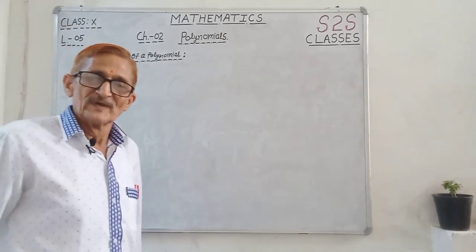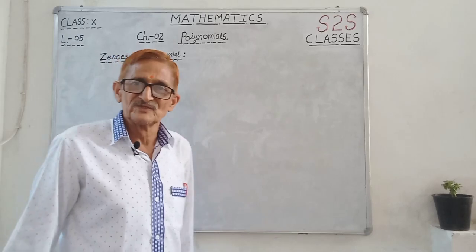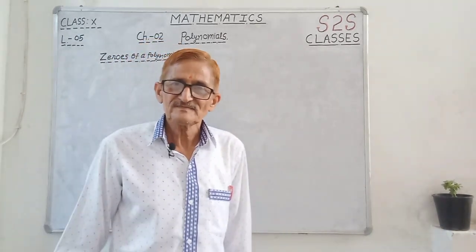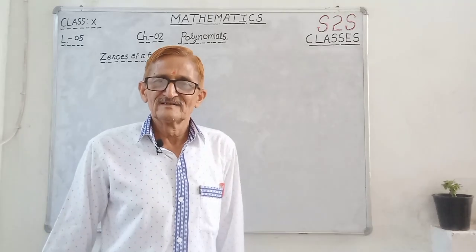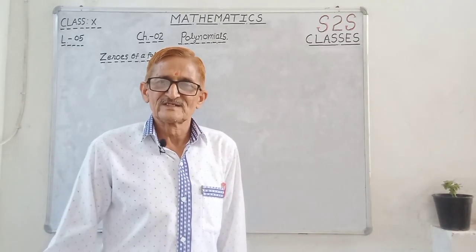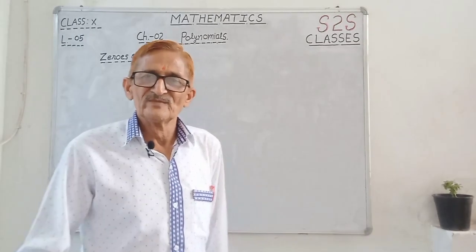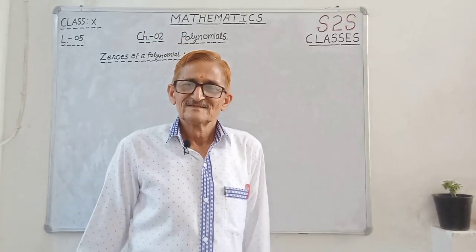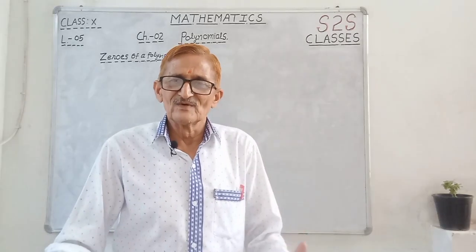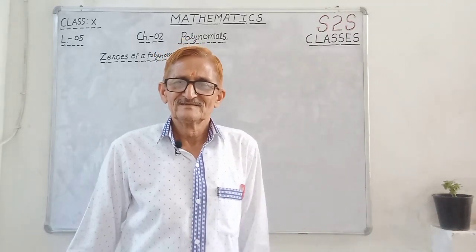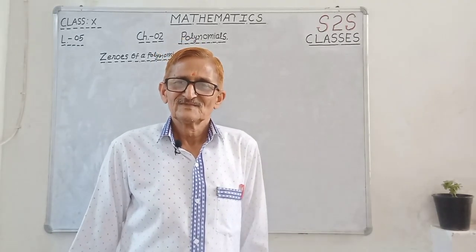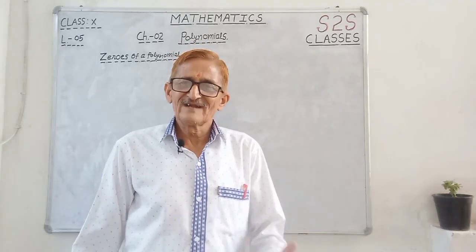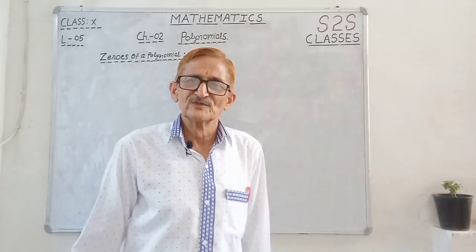What are the zeros of a polynomial? Definition of zeros. Zeros are any real number on which the polynomial becomes zero. Simple thing. Any real value of variable x on which the polynomial becomes zero, that value of x is called the zero of the polynomial.